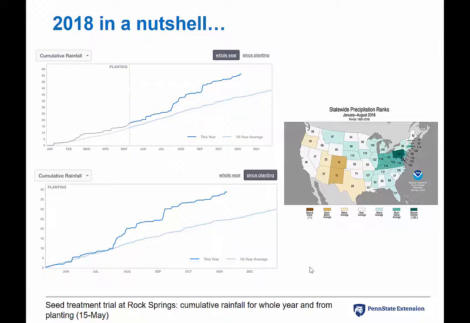Same site, one is whole year rainfall, one is from planting. So you see some different trend line matching. Take home point, that's a lot of rain. And every day I get new reports of more fields with more rain. Some are still sitting out there to be harvested.